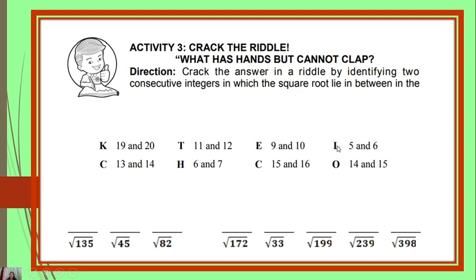Kagaya rin din halimbawa dito sa letter L. Okay. 5 squared is 25. This one is 36. So hanapin mo yung less than 36 but greater than 25. So square root of 33. So dito ay H, dito ay L. Bahala na kayong sumagot doon sa mga remaining perfect square.